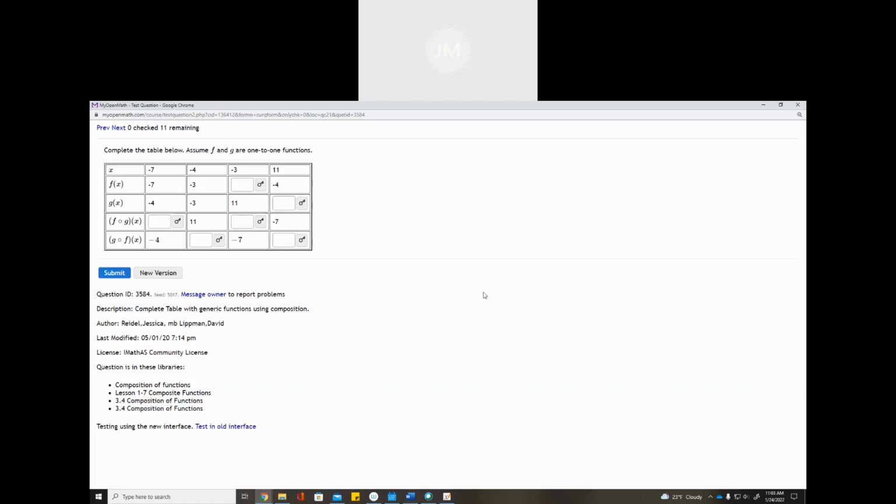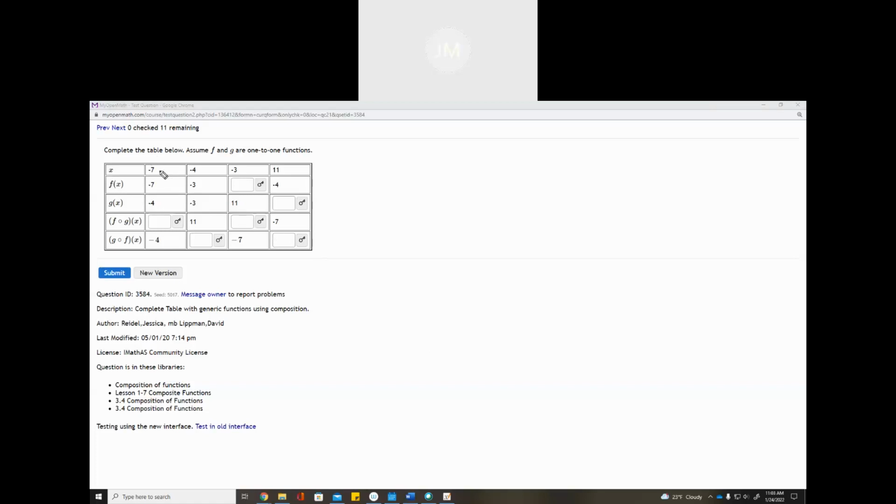So we don't have formulas for functions f and g. What we have is a table of values, and we want to figure out some composition stuff. So let's see what we can figure out.